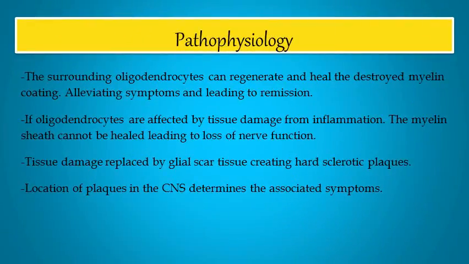The oligodendrocytes that surround the myelin sheath can regenerate and heal the destroyed myelin coating, which would alleviate symptoms and the patient would be considered in remission. However, if the oligodendrocytes are affected by the inflammation, the myelin sheath will not be able to heal, leading to eventual loss of nerve function. Over time, the leftover damaged tissue is replaced with glial scar tissue, which leads to formation of hard sclerotic plaques.